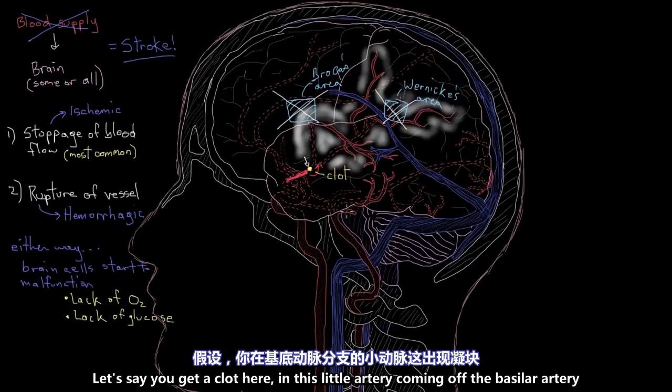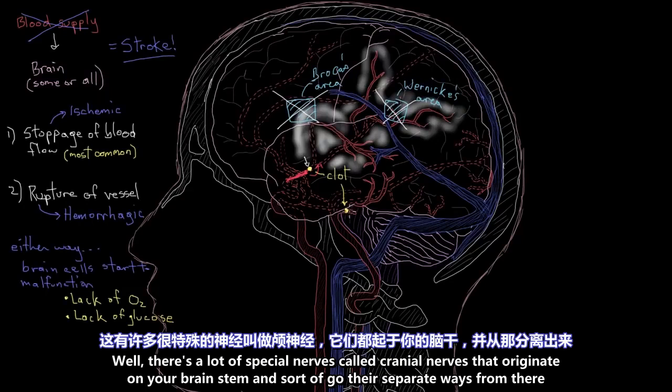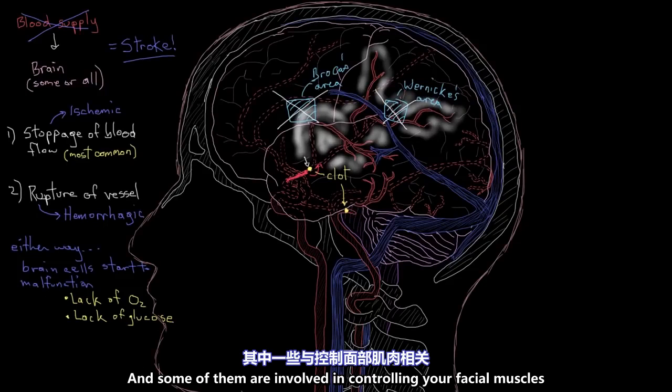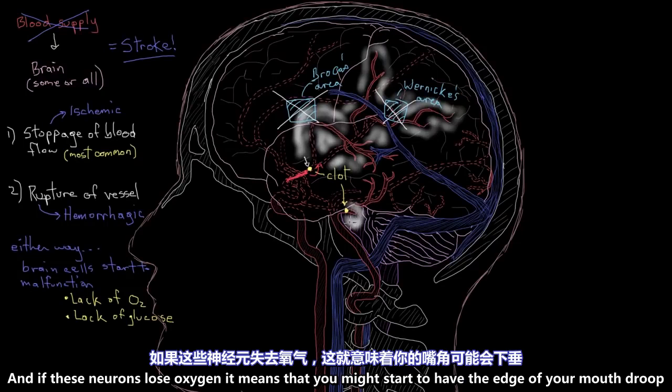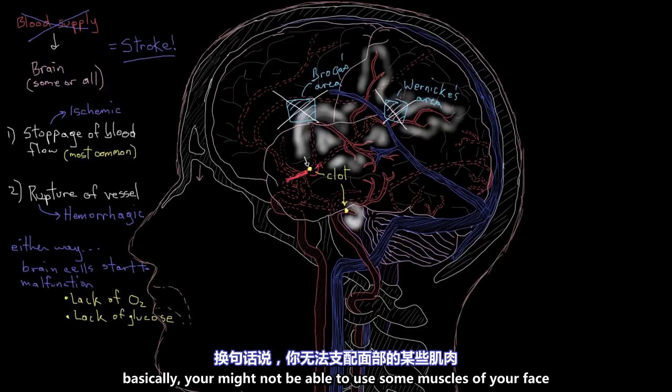Let's say you get a clot here in this little artery coming off the basilar artery, right? So that runs up your brainstem. Well, there's a lot of special nerves called cranial nerves that originate on your brainstem and sort of go their separate ways from there. And some of them are involved in controlling your facial muscles. And if these neurons lose oxygen, it means that you might start to have the edges of your mouth droop. It means that your eyelids might start to droop. Basically, you might not be able to use some of the muscles of your face.